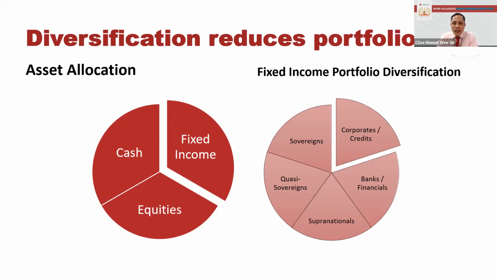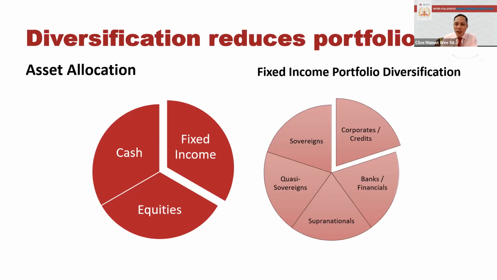Now, going straight into the fixed income space, if you're a fixed income portfolio manager, you can further diversify your portfolio by going into different sectors or subsectors. So the safest subsector is the sovereign sector. So you can invest in US treasuries, bonds, gilts. These are foreign currency denominated fixed income securities issued by sovereigns, governments.